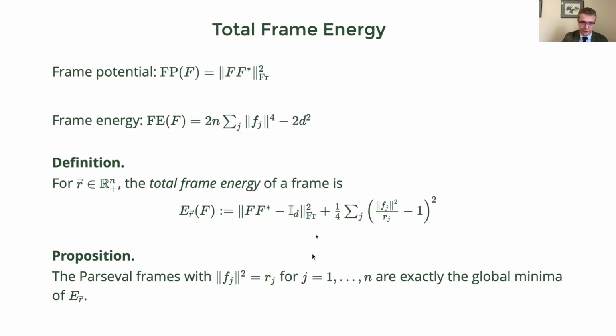And then it's, again, sort of obvious that the Parseval frames with your desired norms are exactly the global minima of this function. They're the only things where this function is equal to 0. And the nice thing is you have this parameterized family. You can choose whatever R's you want. Maybe you want equal norm Parseval frames, but maybe you want some other R's, and you can choose whatever you want.